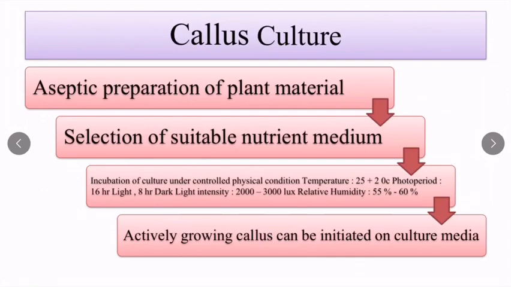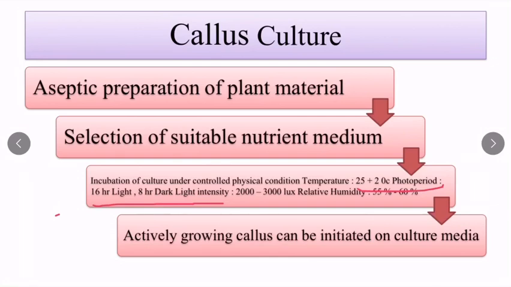Then the next one is callus culture. So what is meant by callus? Callus is a mass of unorganized cells. For callus culture, aseptic preparation of plant material is done. After that, they are placed into a suitable nutrient medium. Then the culture is incubated under controlled physical conditions.